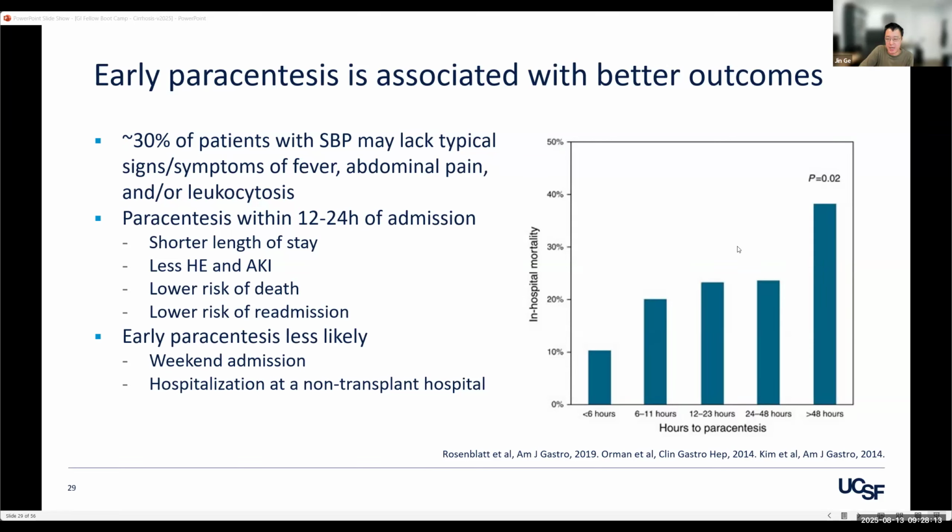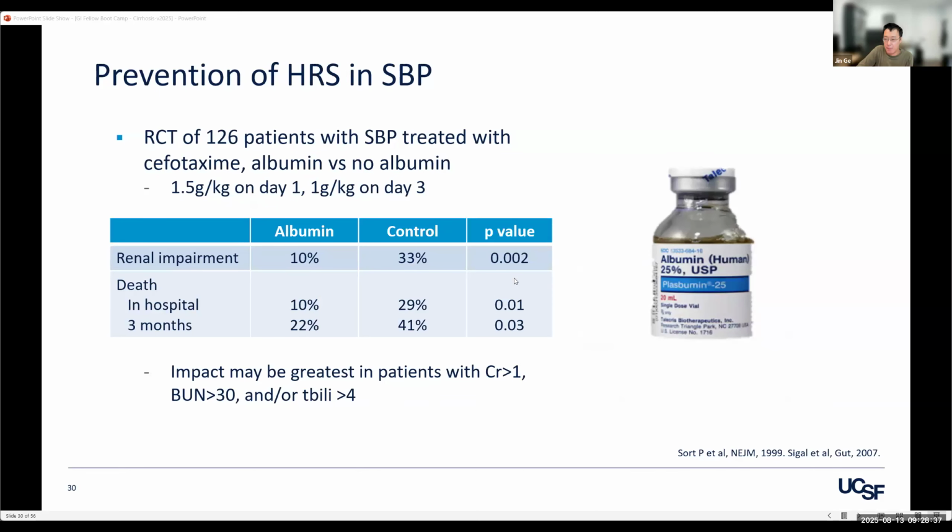I think there used to be a saying at MGH amongst the hepatologists there that you should never let the sun set on a diagnostic tap. As in, if you see a patient coming in with ascites, you should tap it before the sun sets, because it's really, really important for management of SBP.